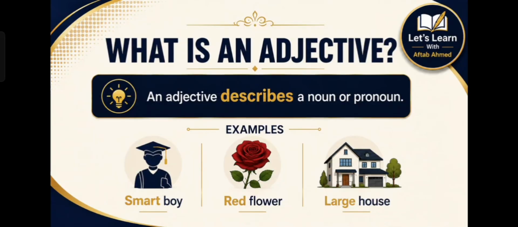Now let us define an adjective. An adjective is a word that describes a noun or a pronoun. It gives additional information about a person, place, animal, or thing. For example, a smart boy, a red flower, a large house. In each example, the highlighted word adds detail and helps us understand the noun more clearly.